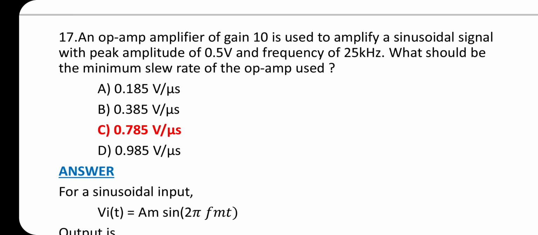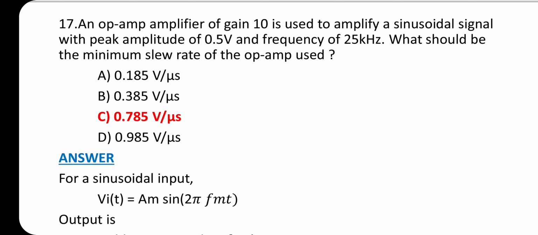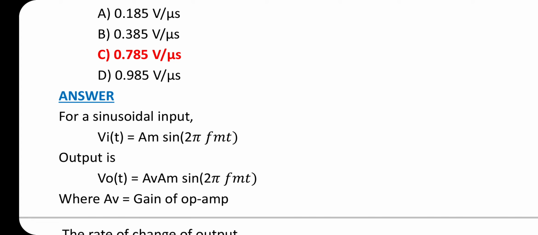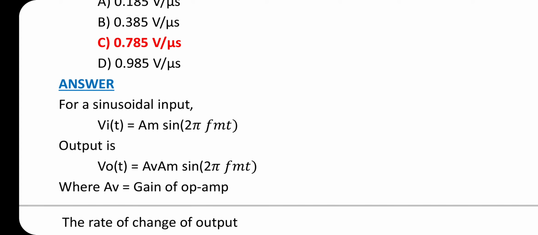Question number 17. An op-amp amplifier of gain 10 is used to amplify a sinusoidal signal with a peak amplitude of 0.5 volt and a frequency of 25 kHz. What should be the minimum slew rate of the op-amp used? Option C, 0.785 volt per microsecond is the correct answer.